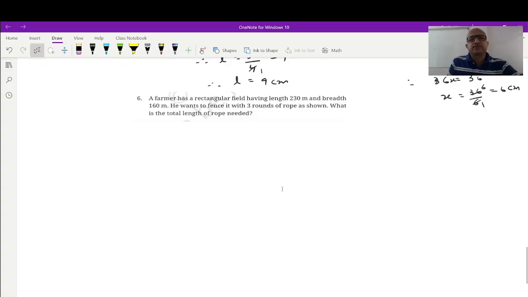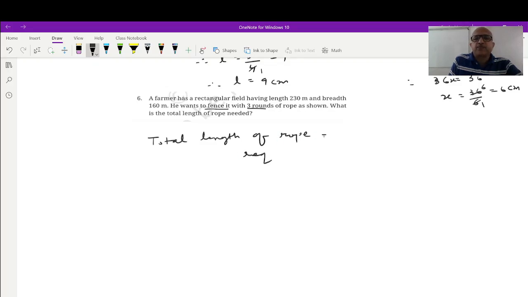Now next, question number 6 of the same figure it out, page number 132. Now here, farmer has a rectangular field having this much dimensions. He wants to fence. So fence, that means we are supposed to find out perimeter and 3 rounds. So whatever answer comes we will multiply by 3. So what is the total length of the rope required?